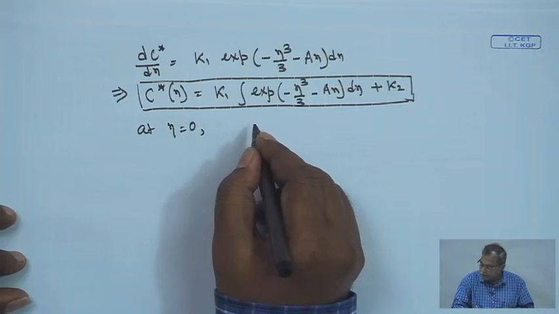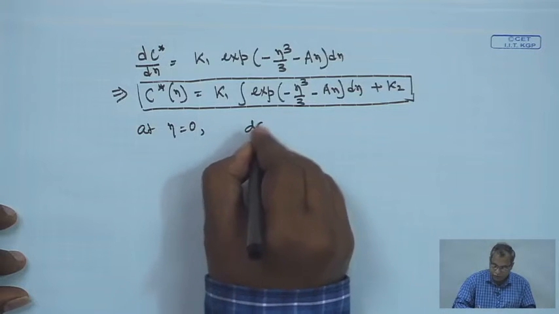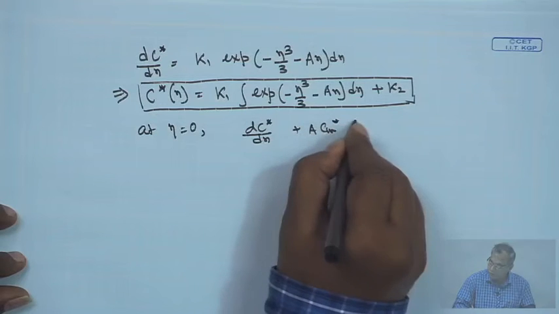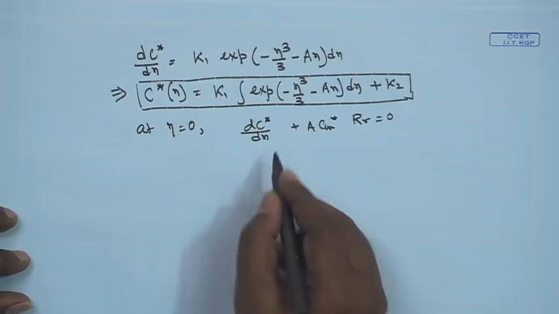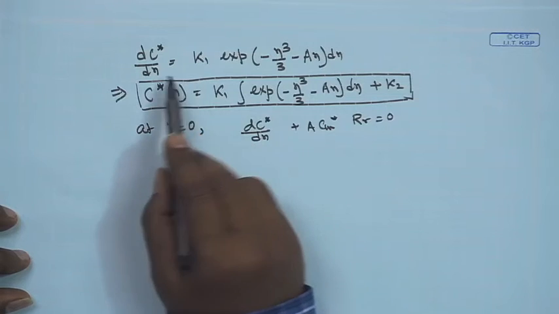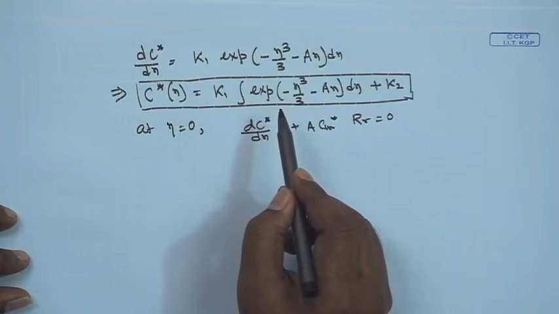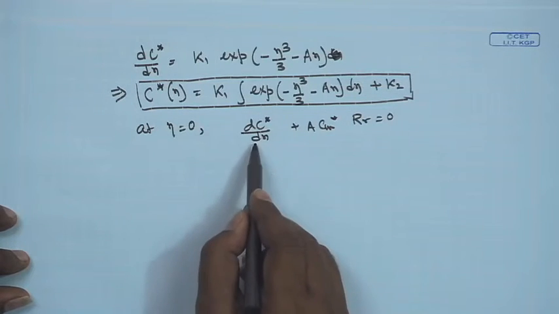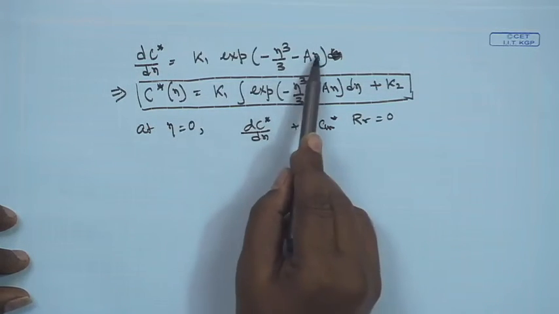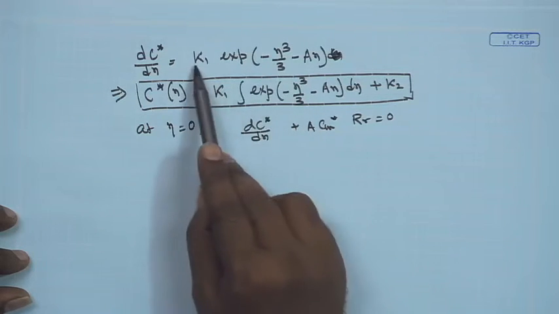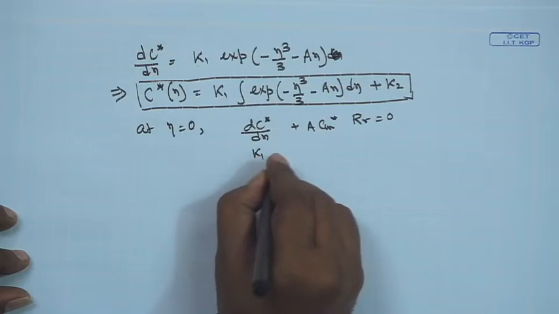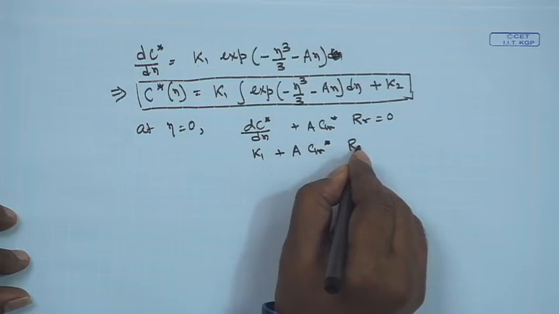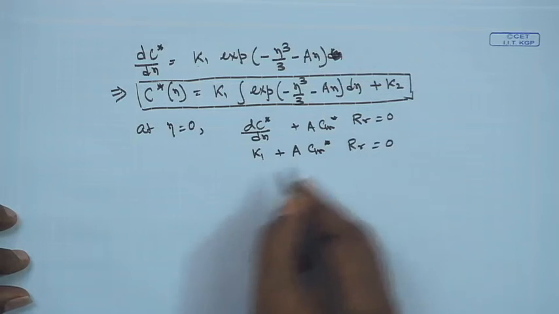We have at eta equal to 0, d C star by d eta plus a C m star R r equal to 0. So, what is d C star by d eta? It is equal to this expression, without the d eta there. So, we evaluate d C star by d eta at eta equal to 0. At eta equal to 0, the exponential of 0 is 1, so it will be the value of k 1. So, this will be k 1 plus a C m star R r equal to 0.